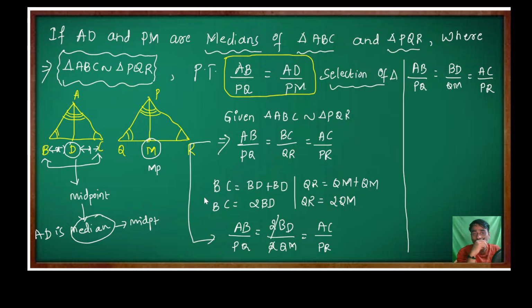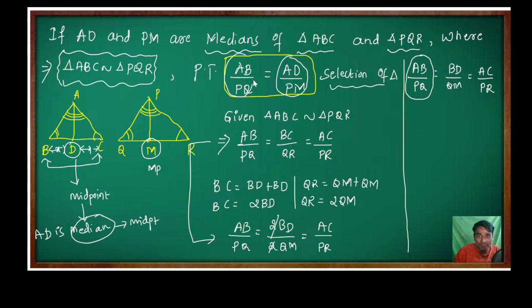Is it clear? Yes. Now which triangles will you select? What is your proof? Is your proof there in this? AB by PQ, this term is there. You want AD by PM, so do you have AD by PM here? You don't have, right? So now what you do, select a triangle.